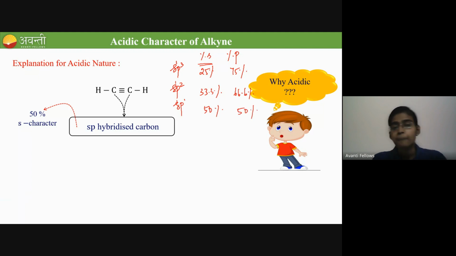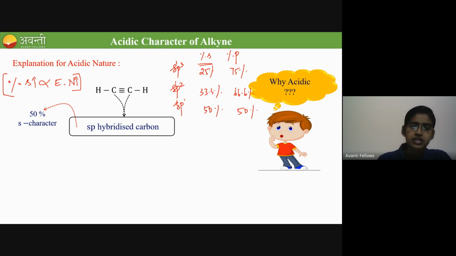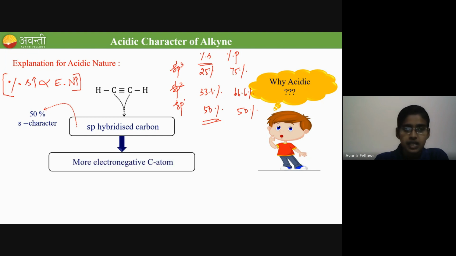Now, the percentage of s character is directly proportional to acidity, or electronegativity we can say. The compound which has the highest s character is more electronegative in nature. Here the sp hybridized system has the highest s character, so these two sp hybridized carbons are more electronegative in nature.